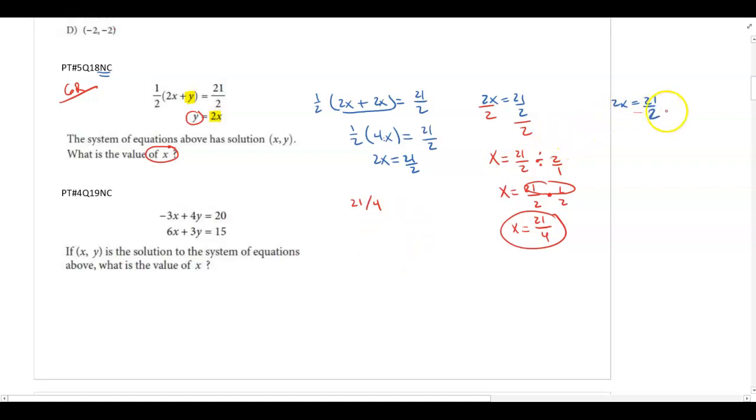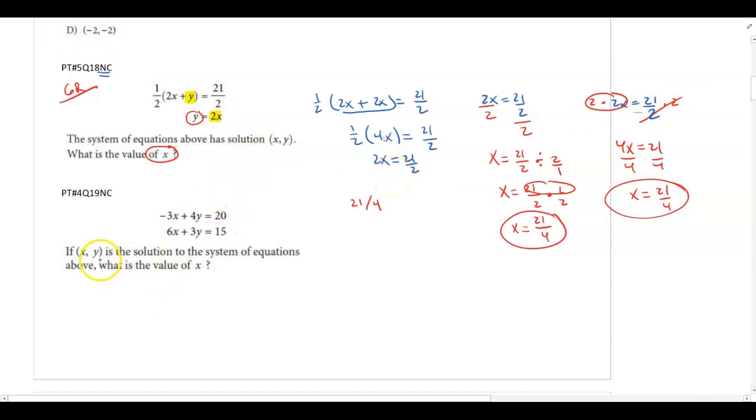Now, the other way to do it, and I think some of you might have an easier time, is if I don't like fractions, I get rid of them. If I multiply this side by 2 and this side by 2, this eliminates that. And if I multiply this, I get 4x equals 21. Now I can go ahead and divide by 4, and you would get 21/4. Anytime I want to get rid of a fraction, I can multiply everything not in parentheses by 2.